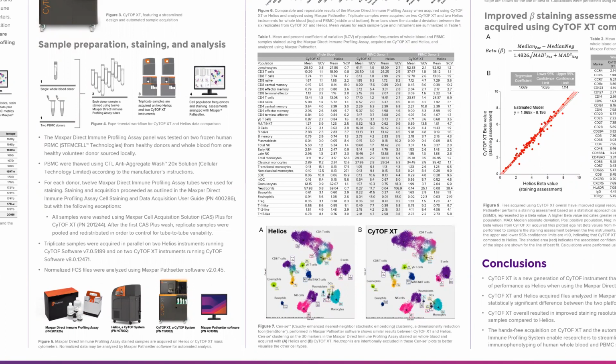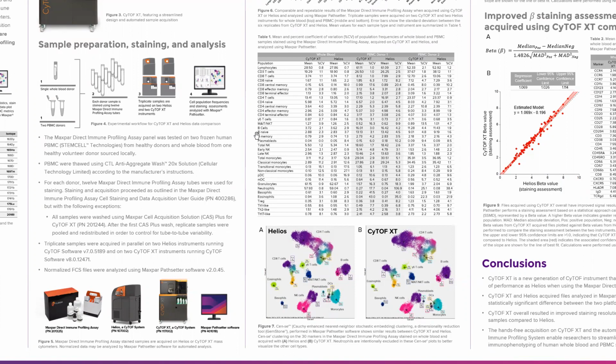All samples were washed using the MaxPar Cell Acquisition Solution Plus for CyTOF XT. After the first Cell Acquisition Solution Plus wash, replicates of the samples were pooled and redistributed in order to control for tube-to-tube variability. Triplicates of the samples were acquired in parallel on two Helios instruments running on software version 7, and the other triplicates were acquired on two XT instruments running on software version 8.